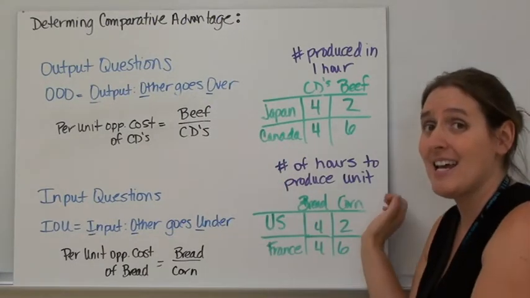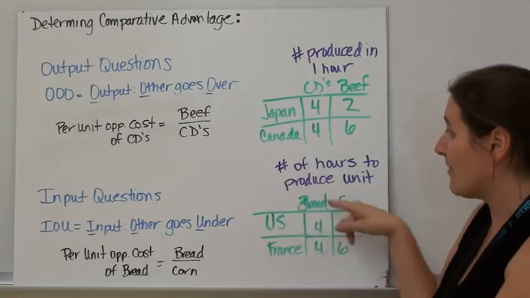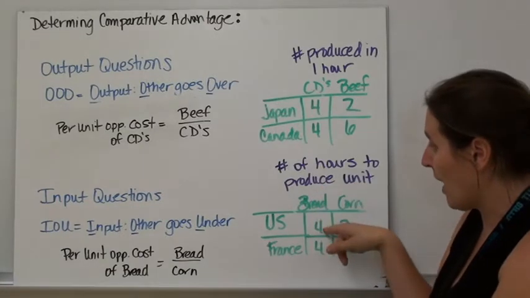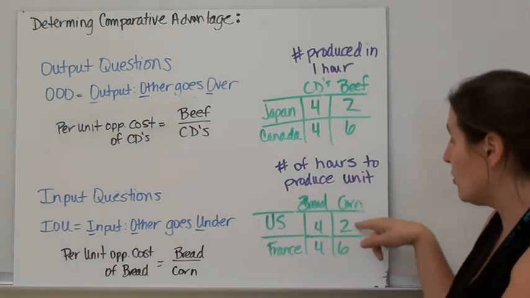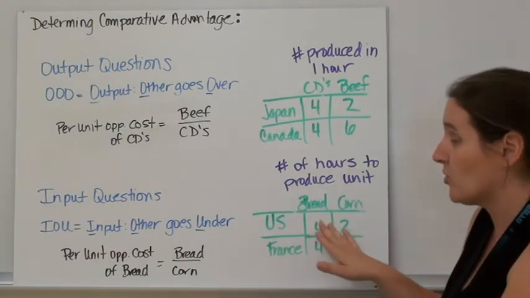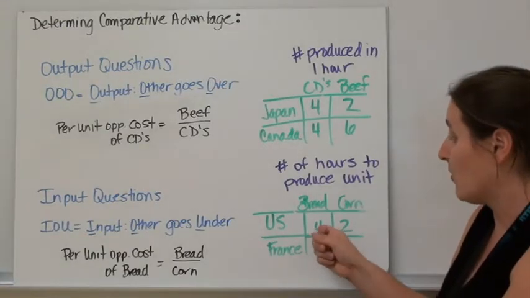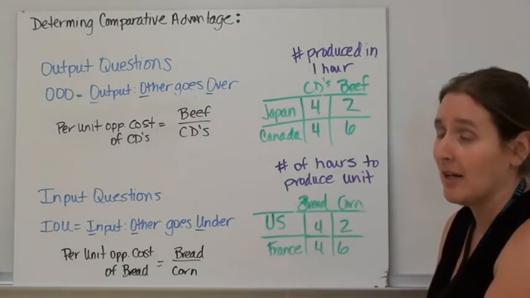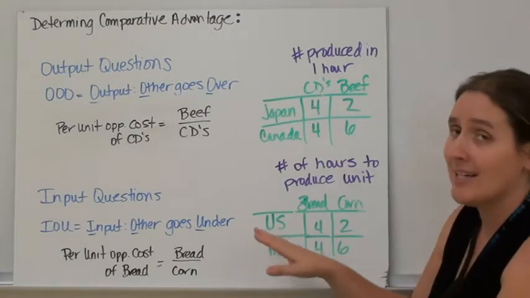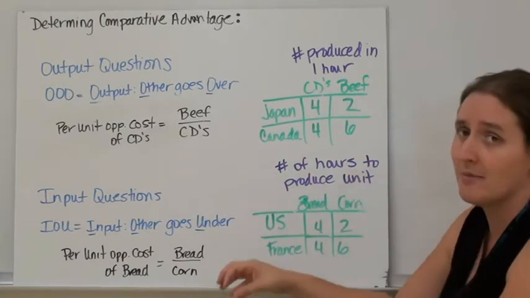Now, if it's an input question, it's like this graph says the number of hours to produce a unit. So it takes 4 hours to produce a unit of bread, or 2 hours to produce a unit of corn. These numbers do not represent actual bread or corn. Those are things that you get at the store. It represents hours, time. You cannot go to the store and buy time, okay? So that's an input question. It's looking at the things that go into making the item.